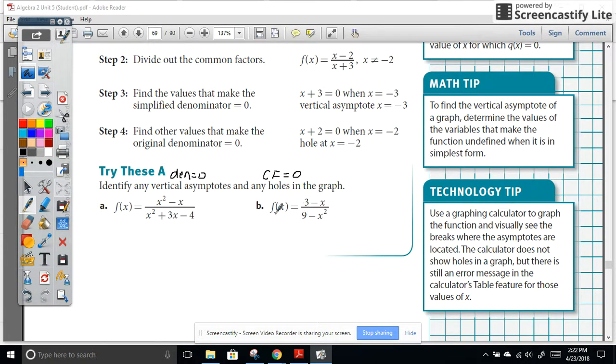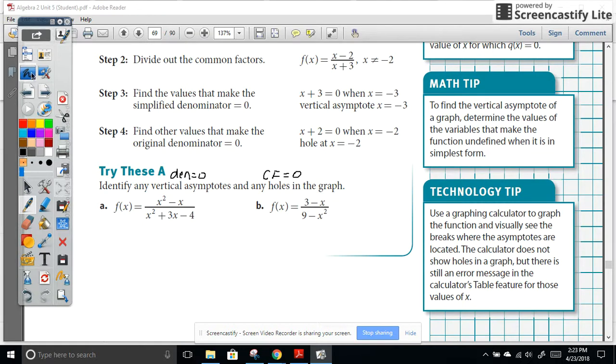Any holes, set your common factor equal to 0 to find them. You have to factor it, of course. All of these have to be factored first. Step number 1 is factor. Step number 2, to find your holes, take your common factor, set it equal to 0. Then whatever x value that comes out to be, plug it into what's left over.